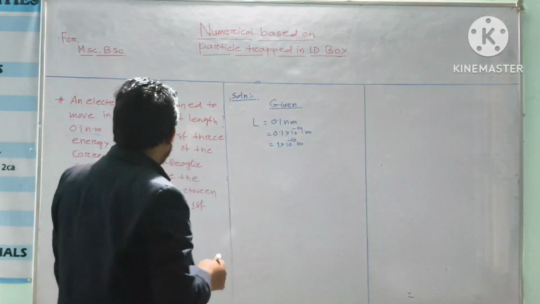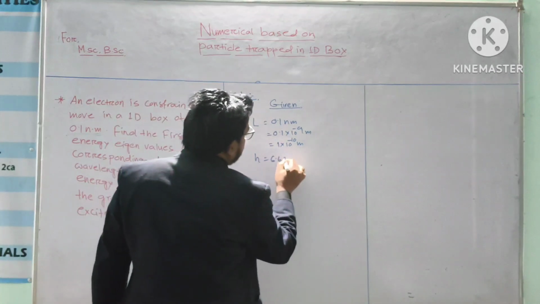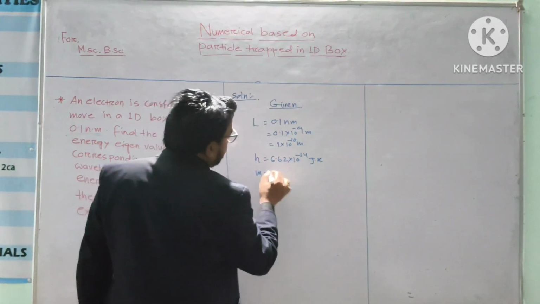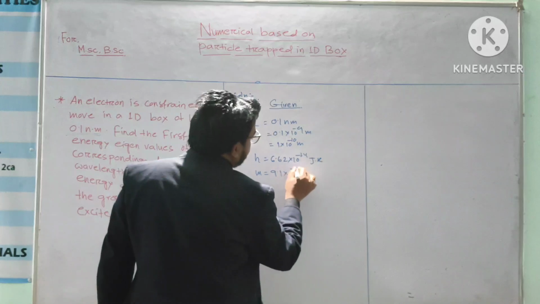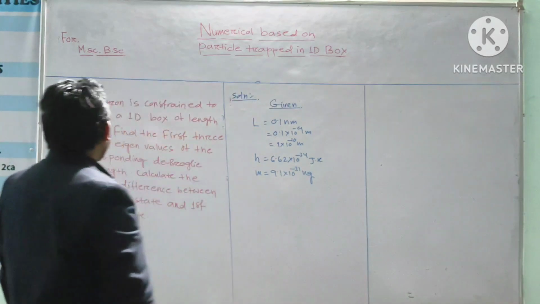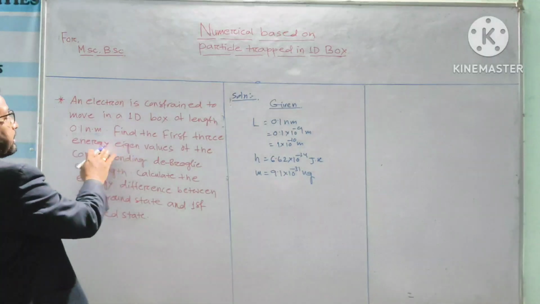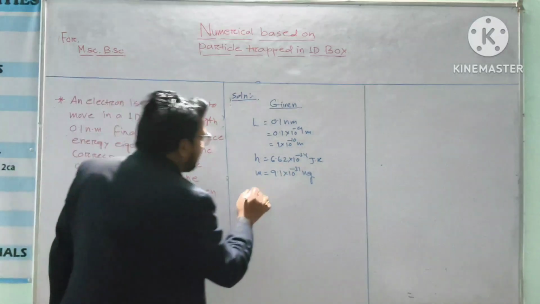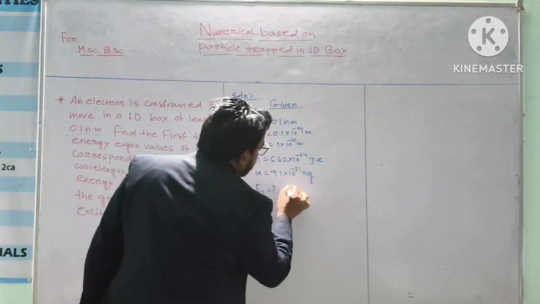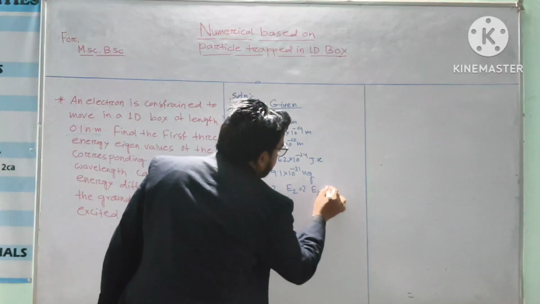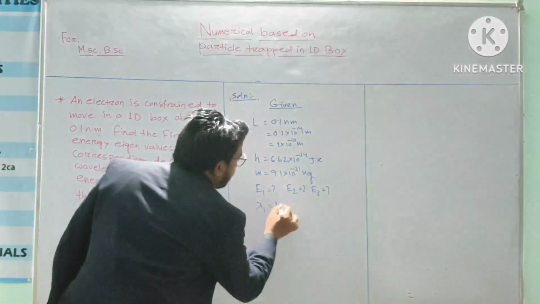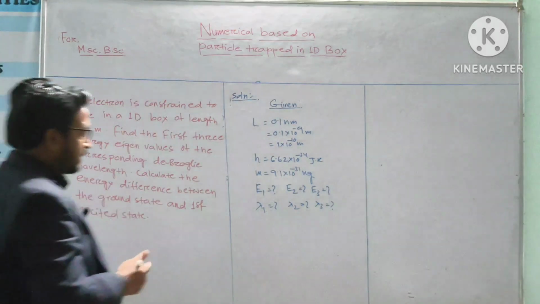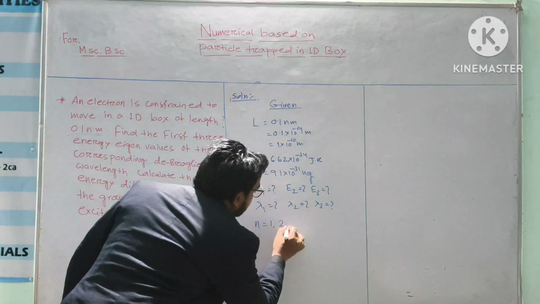Okay, and also Planck constant h equal 6.62 into 10 to the power minus 34 joule second. Okay, and the particle is electron, so the mass of the particle is 9.1 into 10 to the power minus 31 kg. Okay, and find the first three energy eigenvalues and the corresponding de Broglie wavelengths. It means that E1 equal what? E2 equal what? And E3 equal what? And the corresponding wavelength lambda 1 equal what? Lambda 2 equal what? And lambda 3 equal what? Okay, and for the first three energy states, we can write n equal 1, 2, and 3.